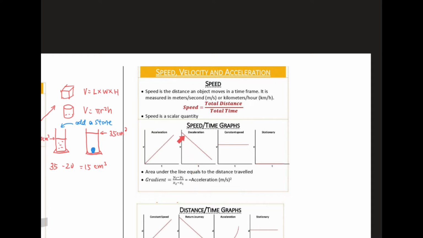If you look at this graph, the gradient will be negative. If the gradient is negative, that means it is deceleration. Okay, so the difference between acceleration and deceleration is that acceleration is where the object is moving faster and faster. Deceleration is where the object is moving slower and slower.